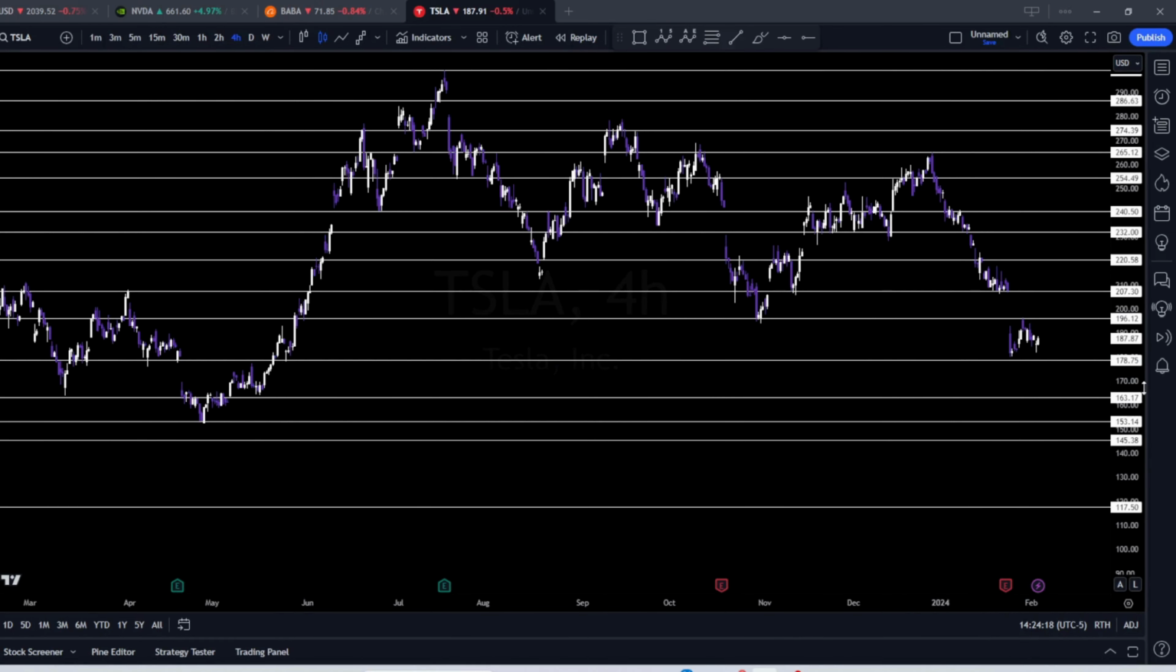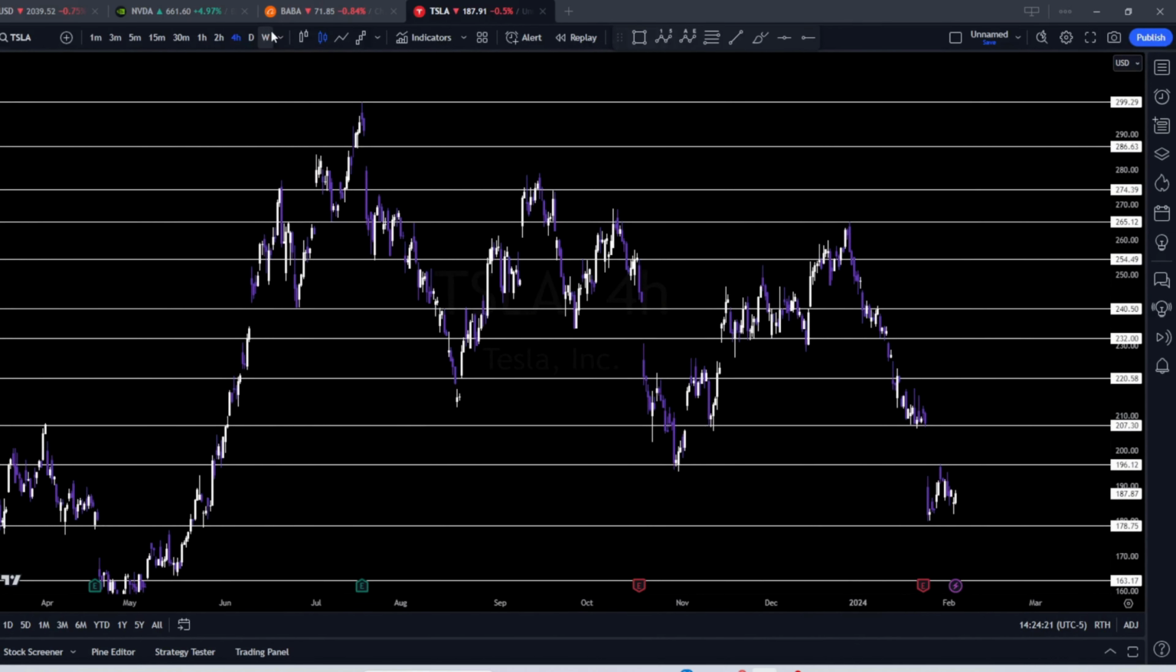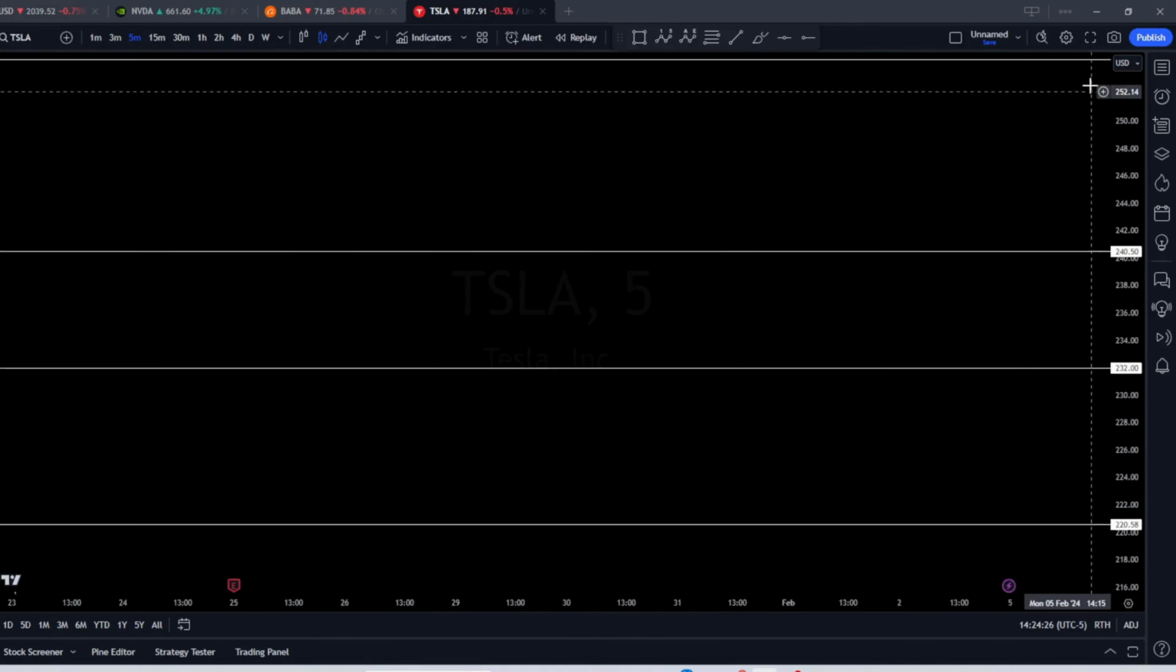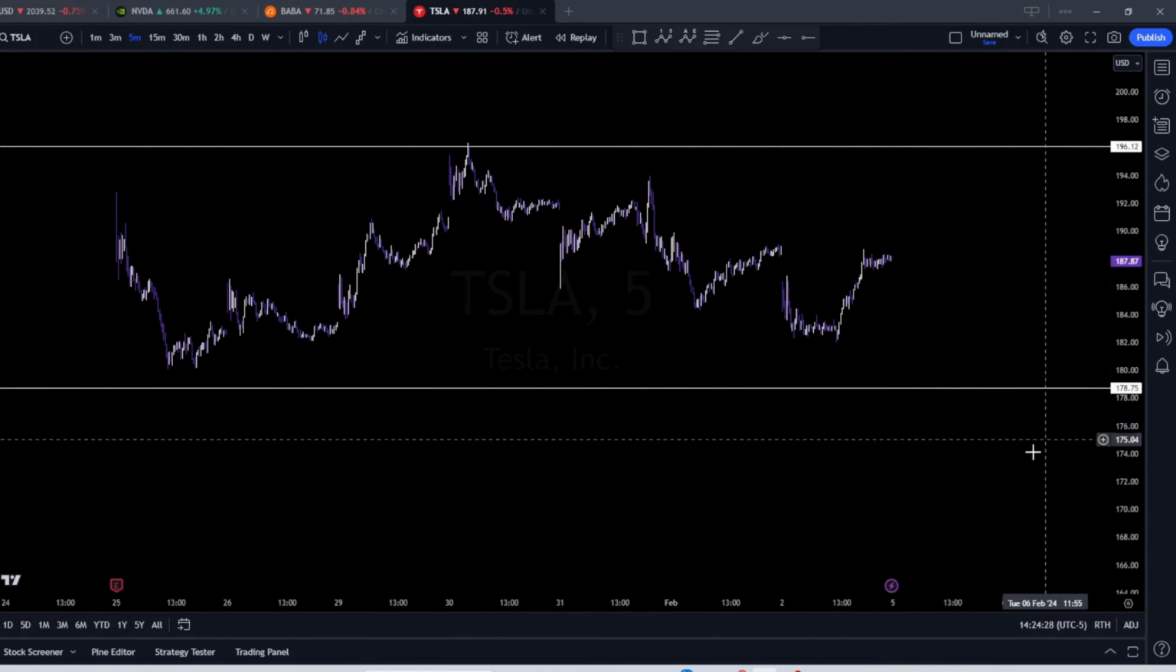All right, so there you go. I drew my weekly, daily levels. Okay, now if I zoom into the 5 minute, you see even though I plot out so many levels, these things are very spread out.